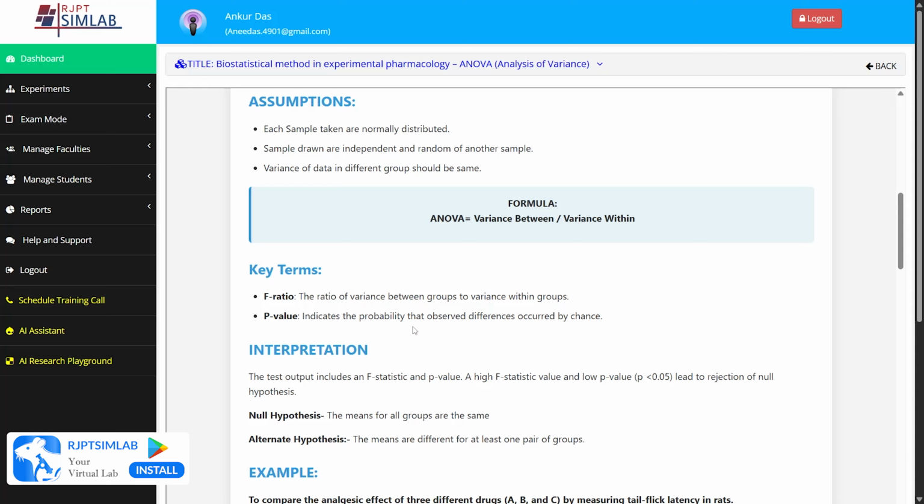P value indicates the probability that observed differences occurred by chance. Which means the P value indicates the probability, the chances of outcome, that the observed difference occurred by chance, not by anything real. It occurred by chance.